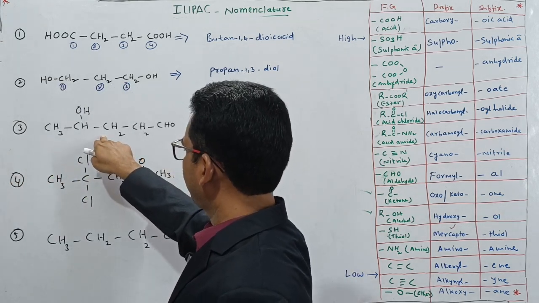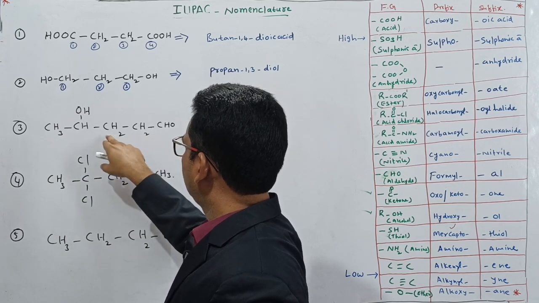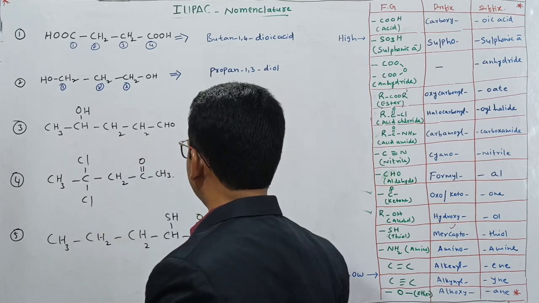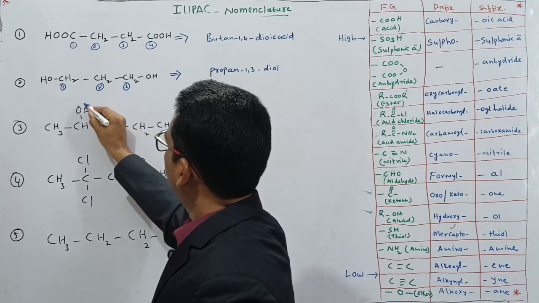Then see the next compound. In this case, how many carbons are there here? 1, 2, 3, 4, 5. Then how many functional groups? 2 functional groups. Here one and here one.